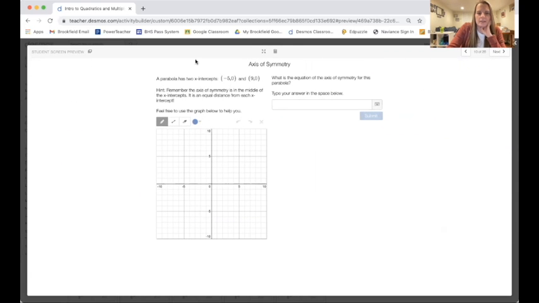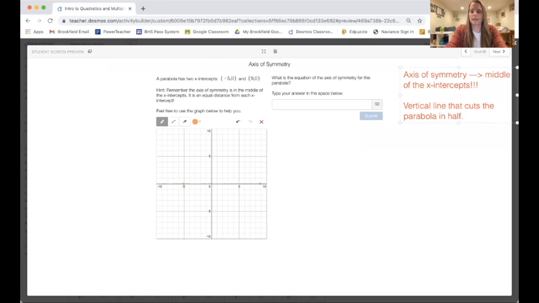So here a parabola has two x-intercepts, (-5, 0) and (9, 0). So I'm going to plot those. And then it says, hint, remember. So the question is, what is the equation of the axis of symmetry? So there's a few things that we need to remember. The axis of symmetry is the middle of the x-intercepts. It's a vertical line that cuts the parabola in half. So it takes the form x equals a number.